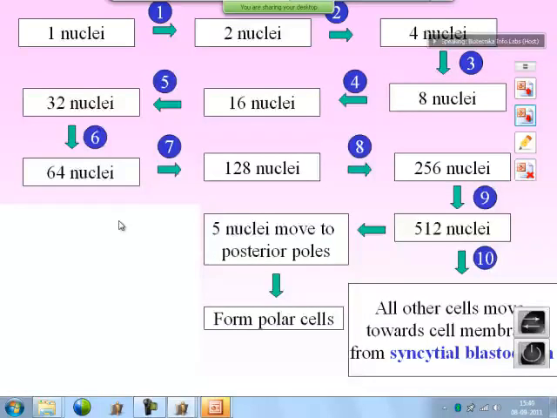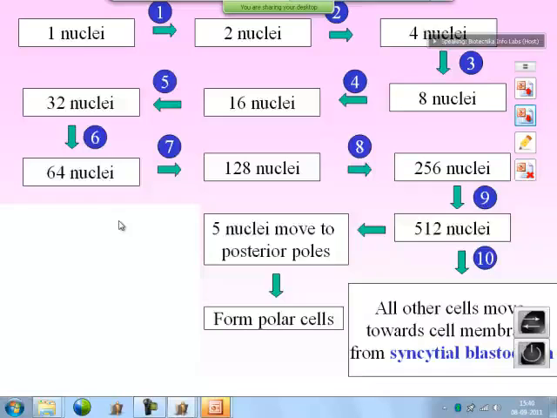Migration of nuclei. Once the total number of nuclei in the embryo is 256, after the 8th cleavage, these nuclei try to migrate towards the cellular membrane. After the 9th cleavage there will be 512 nuclei. Out of these 512 nuclei, some nuclei will migrate first to the cell membrane.